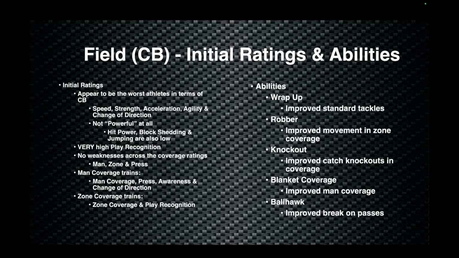So you think about ball hawk. Ball hawk improves breaking on passes. That's not explicitly man or zone. That's just breaking on the pass. But you think about robber, improve movement and zone coverage. That improves your zone coverage. And then blanket coverage, improve man coverage. They're the only one that has explicitly something that helps out man and explicitly something that helps out zone.